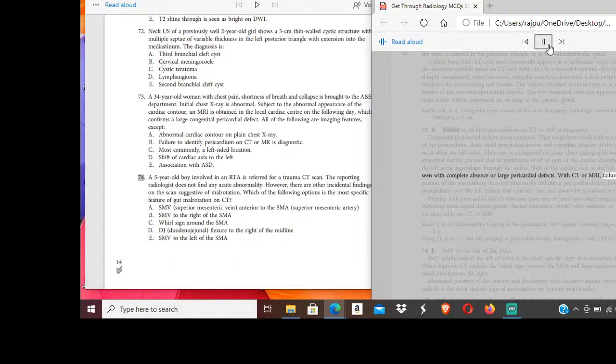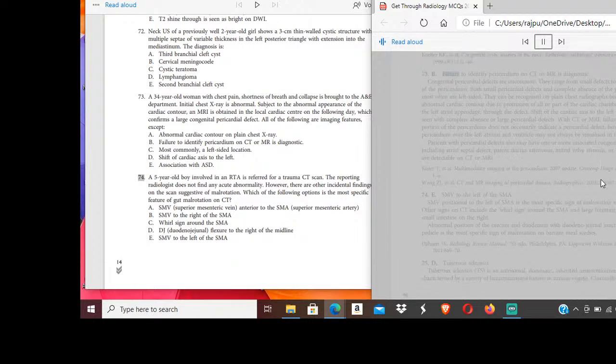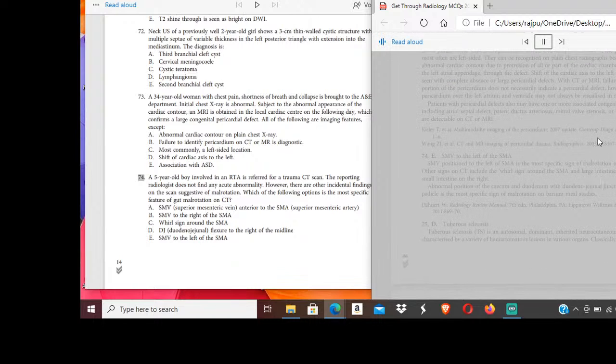With CT or MRI, failure to visualize a portion of the pericardium does not necessarily indicate a pericardial defect, however, because the pericardium over the left atrium and ventricle may not always be visualized in normal subjects. Patients with pericardial defects also may have one or more associated congenital abnormalities, including atrial septal defect, patent ductus arteriosus, mitral valve stenosis, or TOF, which also are detectable on CT or MRI.